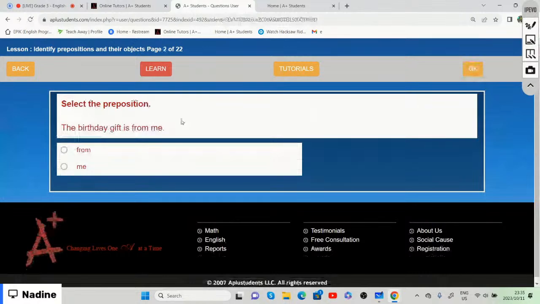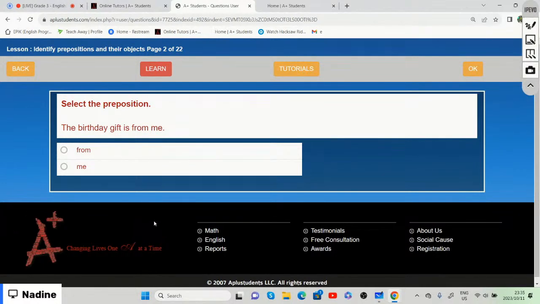The birthday gift is from me. Is it from being the preposition and me being the noun or the object of preposition? So we see that the birthday gift is from me.